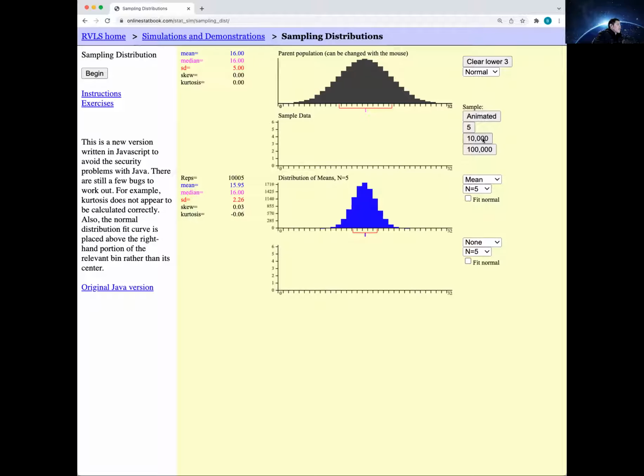And let's go ahead and do this 10,000 times. So that's basically a sped up version, 10,000 times. And here's what we got. You can see that this pretty much looks normal, just like the parent population. However, it's not as spread out as this one. The mean is 15.95, which is pretty much the same as the population mean of 16. However, the standard deviation is only 2.26, whereas the population has a standard deviation of 5, so it's still less than half.